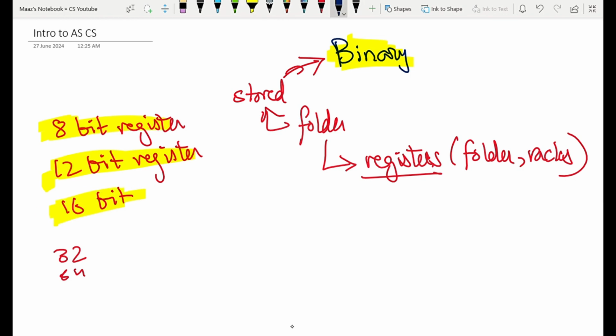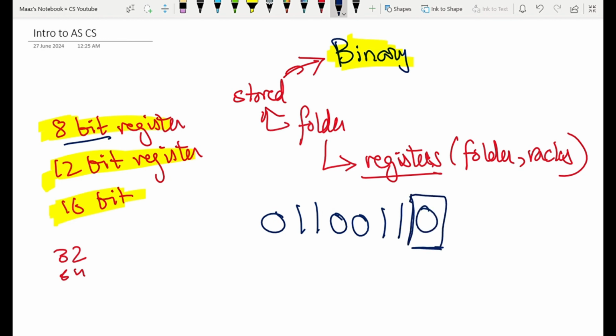But now, you need to understand, what do we mean by bits? Consider the following binary code. This specific single digit, this one digit, this is known as a bit, right? This one digit is called a bit. Now this is one bit, this is the second bit. Let's highlight it, that way it's much better. This is the second bit, this is the third bit, this is the fourth, fifth, sixth, seventh, and eighth bit.